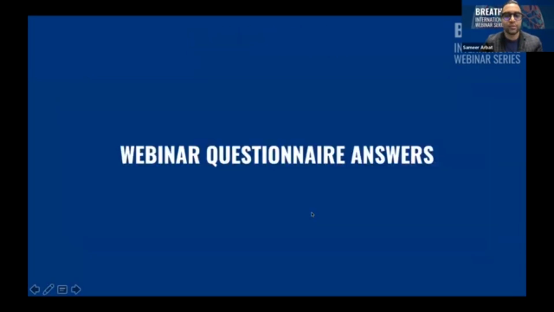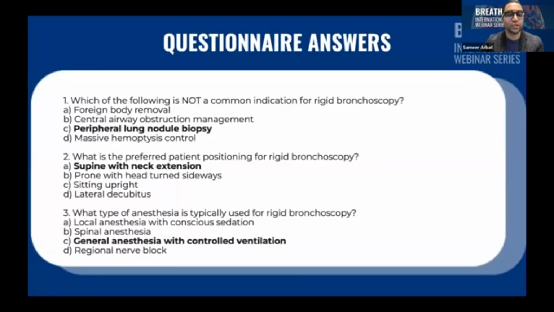So thank you for the explanation. We'll have a short go through the questionnaire answers. These were the questions. Which of the following is not a common indication for rigid bronchoscopy? The options were foreign body removal, central airway obstruction management, peripheral lung nodule biopsy, and massive hemoptysis. The answer here is peripheral lung nodule biopsy. Amongst all indications for rigid bronchoscopy, the shortcoming of standalone rigid bronchoscopy is the access to peripheral parts of the lung. So that's the answer for question 1.